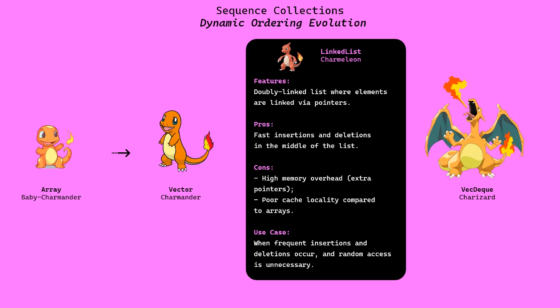Charmeleon, or LinkedList. With this evolution, the collection gains new powers, the ability to efficiently insert and remove elements anywhere. Like Charmeleon, it prefers to stay agile, focusing on dynamic movements rather than direct attacks like random access. The use case is when frequent insertions and deletions occur and random access is unnecessary.